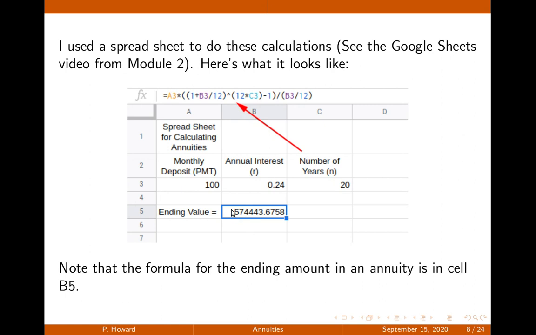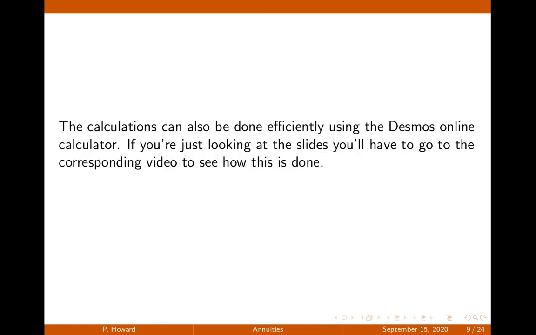Right, and as I said, the formula for calculating the ending amount in an annuity is actually in cell B5. As we know, in the body of the spreadsheet, the calculation is done and a number appears. The calculations can be done pretty efficiently using the Desmos online calculator that I talked about earlier. I'm going to switch to the Desmos calculator.